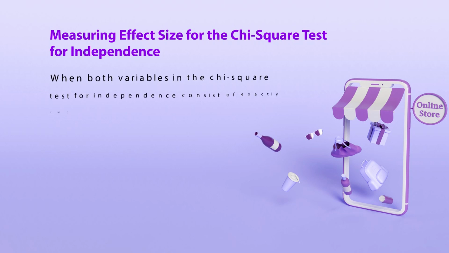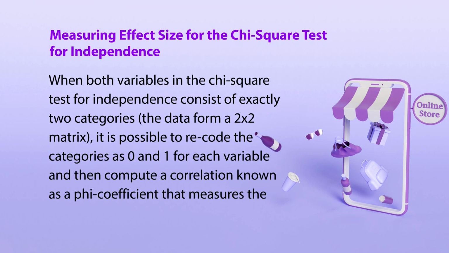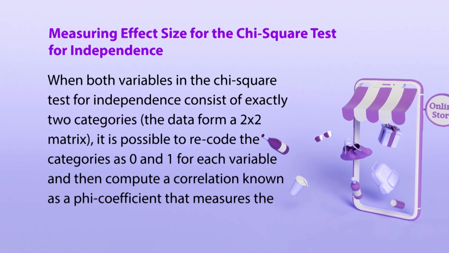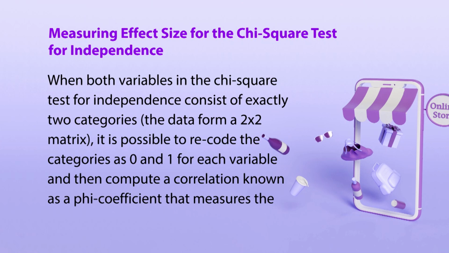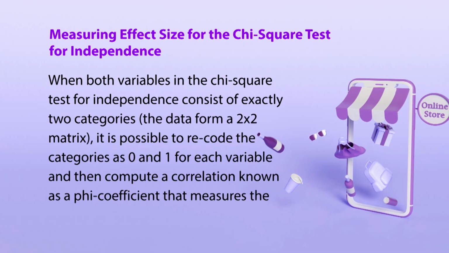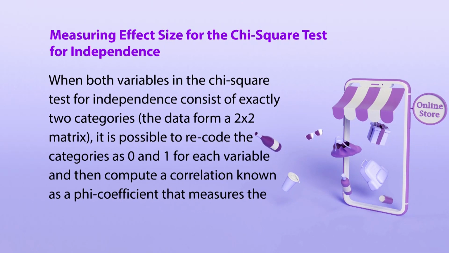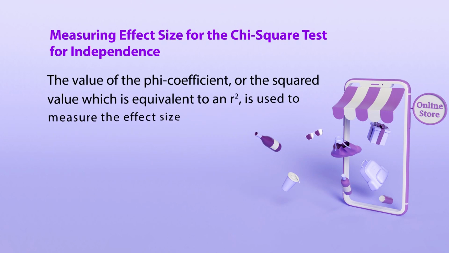I think we have talked a lot about this chi-square test, and this is quite important, because of how you measure effect size for the chi-square test for independence. When both variables consist of exactly two categories, the data form a 2 by 2 matrix. It is possible to recode the categories as 0 and 1 for each variable and then compute a correlation, the phi coefficient, that measures the strength of the relationship.